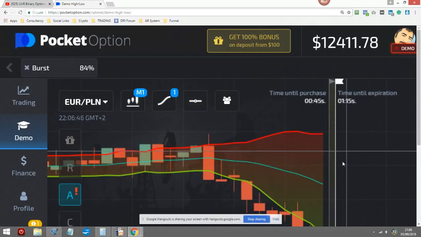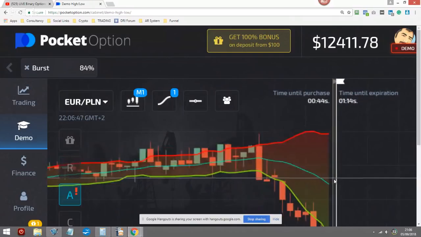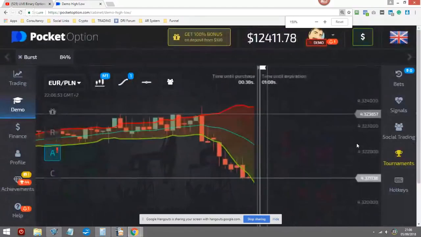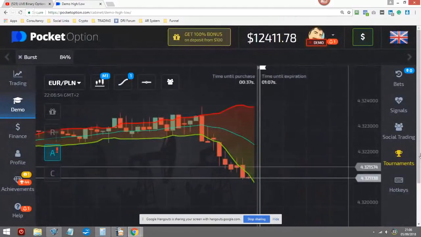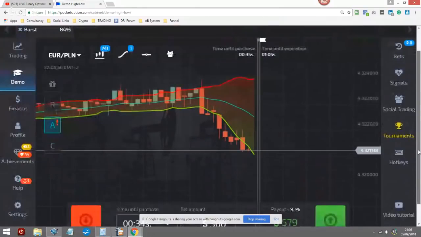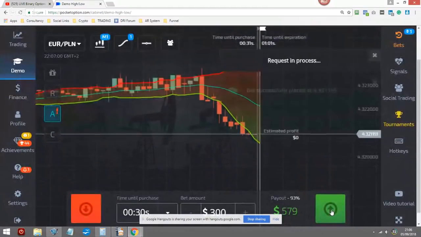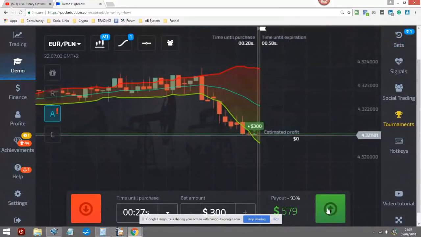Okay, so if we just come out of that a little bit, so now you can see that the expiring is coming down to 5, 4, 3, 2, 1, and I'm going to place an up bet. Okay, just to demonstrate it. So I've now got 55 seconds, 54 seconds before this actually completes. So that's how that timer works.